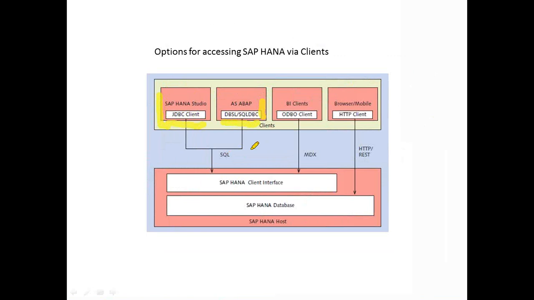In the recent versions, we also got something called ADBC, which is ABAP Database Connectivity. For BI clients, and for any mobile applications or browsers, it uses HTTP. The latest one is REST, which is very important and a very popular service. We'll also see it when we cover OData applications. So these are the various options that we have to connect to SAP HANA as a backend system.